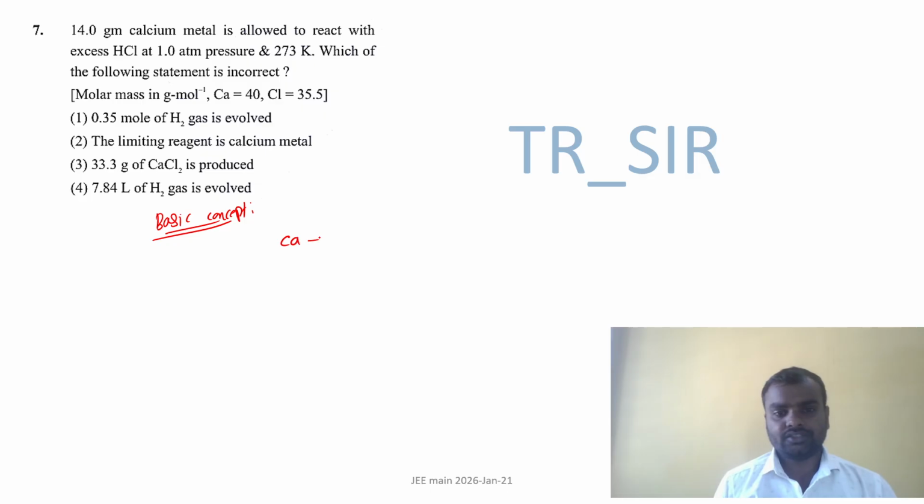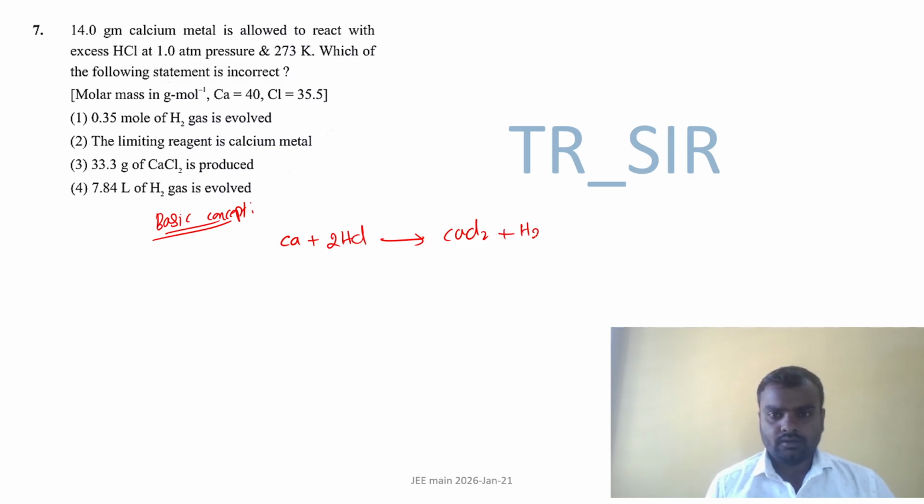First frame the equation: calcium plus HCl gives CaCl2, and water will be forming. So calcium metal reacts with this one, so let us take 2 moles. H2 gas will be produced here. This is the equation that they have given for us.